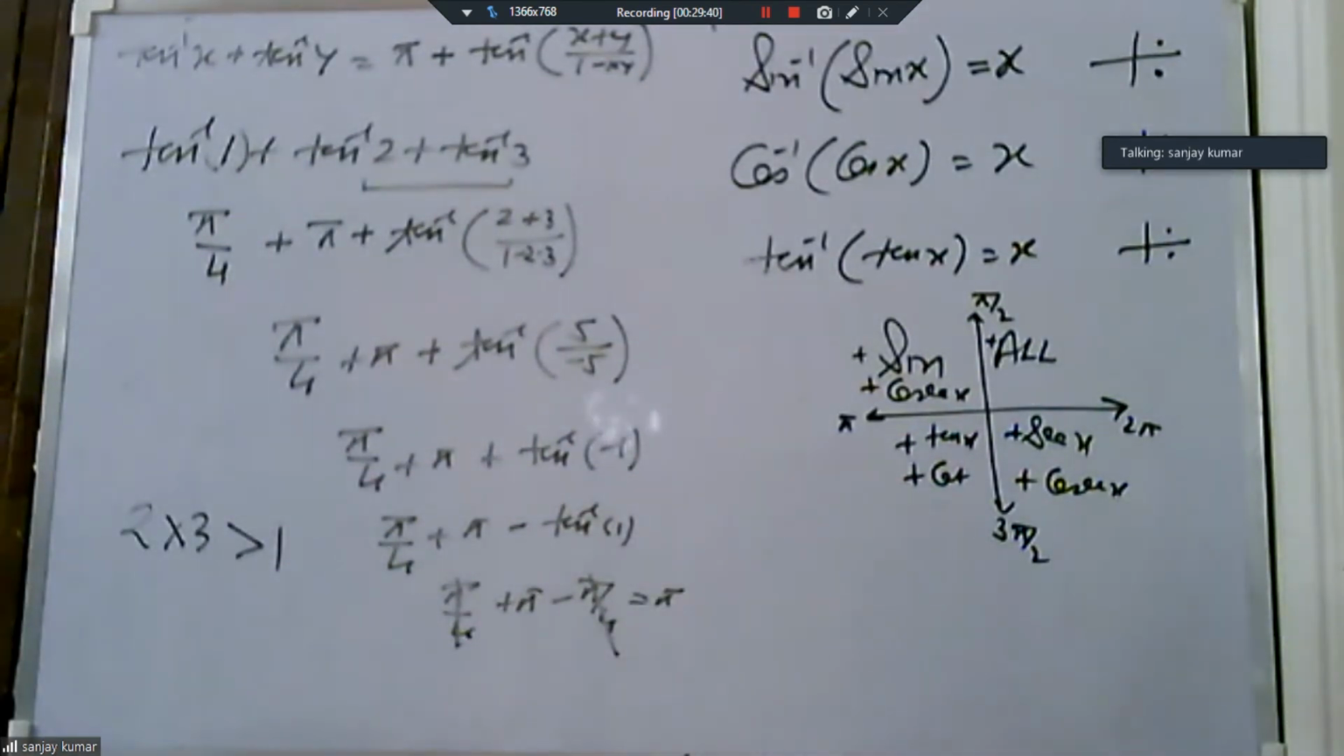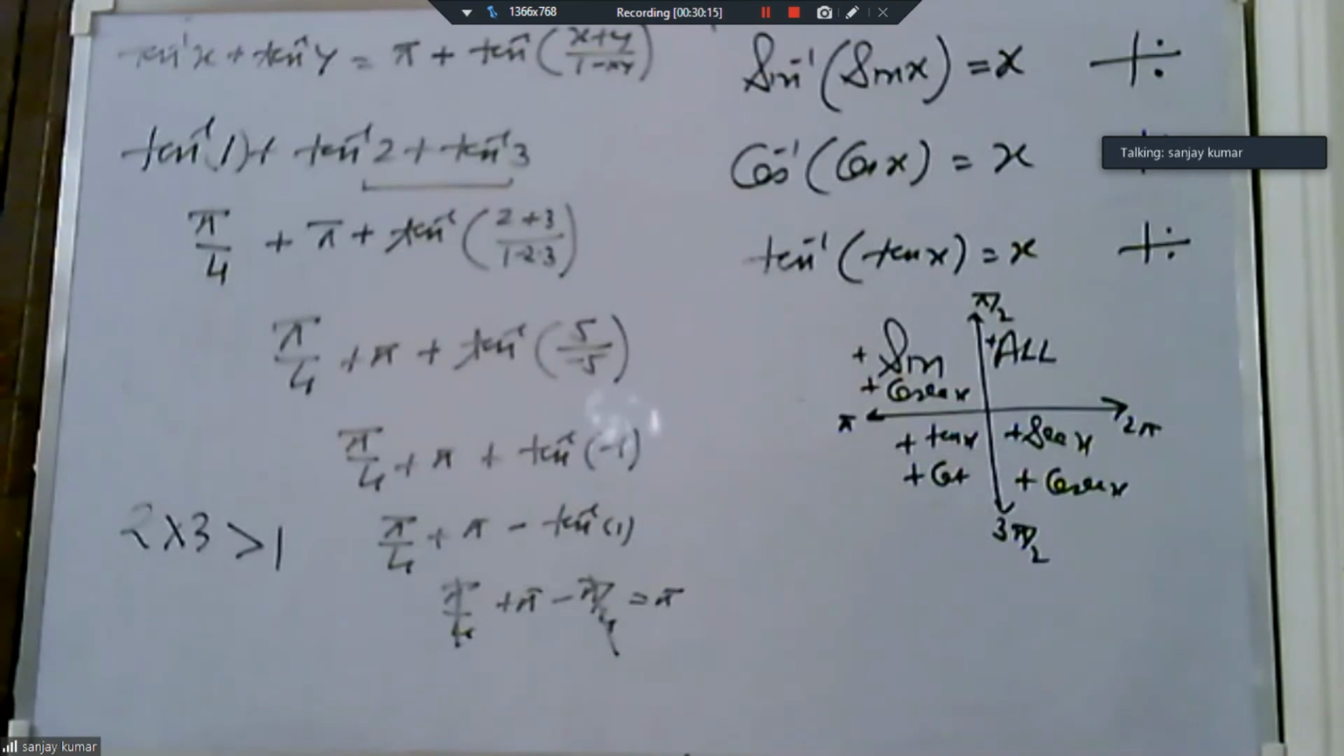Okay, what is the problem here? We have tan inverse 2 plus tan inverse 3. In this case, the problem is that the product of x into y is greater than 1. So therefore, we use the formula pi plus. Why do we use pi plus? Because 2 into 3 is greater than 1. This is a very important thing. Because xy is greater than 1, therefore we use the formula pi plus.